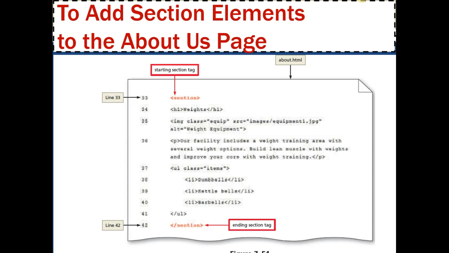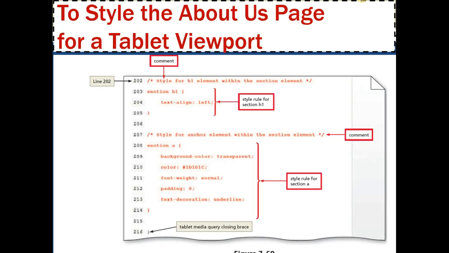You can do this by creating a section tag and then adding all of these to it, and then make sure that you close your section tag. The next thing is how to style that About page. Again, we are going to look at the tablet viewport for now.